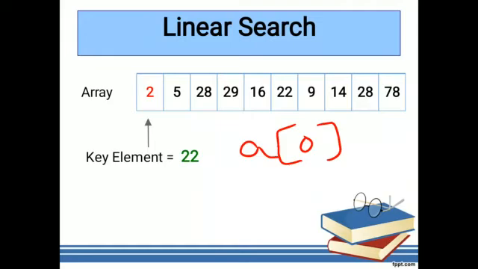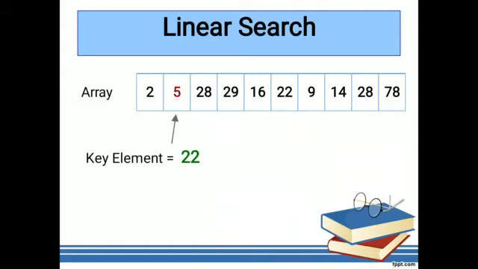So what is the case now? It needs to move to the next element of the array. Now it moves to the next element and compares it with the key element. What is the next element here? 5 is the next element. What is the index of 5? A of 1 is the position of 5, and 1 is the index. So 1 is the index of 5.